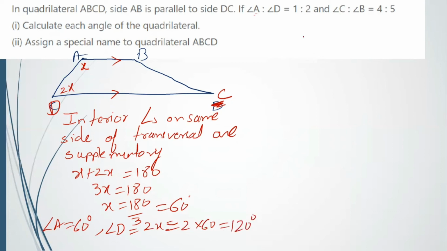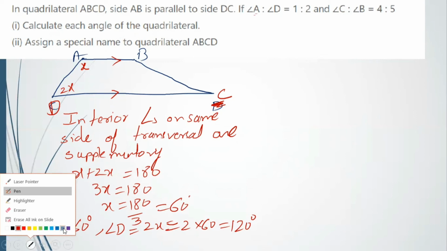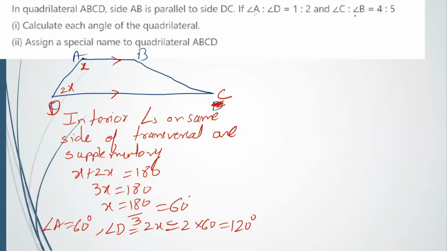Got it? Now, they have also given C is to B in the ratio 4:5. Now, if I have taken x here, I'll assign some other variable over here. So let me take these angles as 4x and 5x. So my C is 4x and my B is 5x. No, I'll not take x now. I'll take C as 4A and B as 5A, because x and x will again confuse you. Okay, so angle C is to B in the ratio of 4:5.